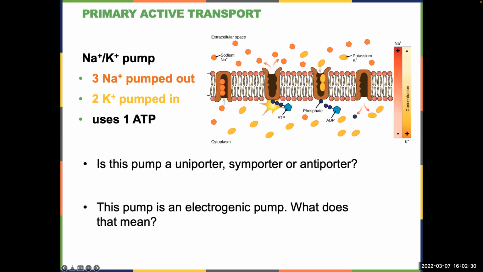Okay. All right, so thinking about uniport, symport, and antiport, would the sodium potassium pump be uniporter, symporter, or antiporter? Next question, thinking about this pump, the sodium potassium pump is called electrogenic. It's a type of electrogenic pump. What do you think that means? Okay, you can pause the video and answer these 2 questions.